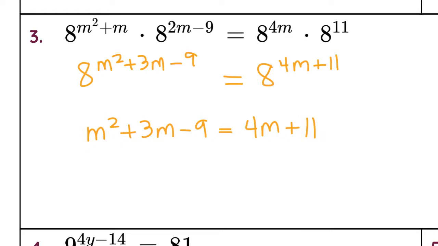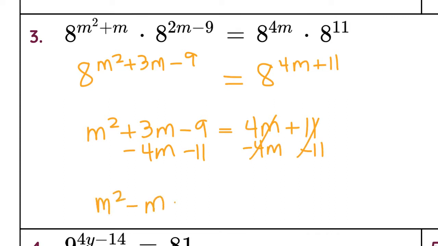So we want to set it up to where it equals 0. So this term here, I'm going to subtract it from both sides, and then this term I'm going to subtract from both sides. So minus 4m, and then just match it up with its like term. Minus 11, minus 11. So it'll cancel here, and it leaves me with m squared minus m minus 20 is equal to 0.